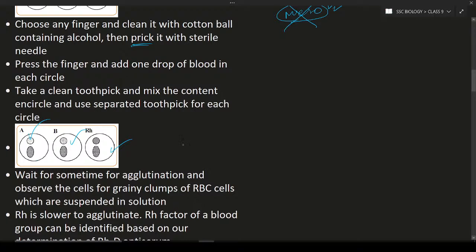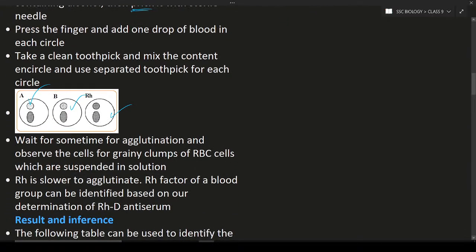Now what we have to do? We have to mix them with the help of a toothpick. Take 3 toothpicks. Take the first toothpick and mix the contents in the first circle, which means mixing the antisera A drop and the blood drop. Take the second toothpick and mix the antisera B and blood in the second circle. Use the third toothpick for the third circle. Make sure you do not use the same toothpick to mix other circles. In that condition cross contamination will take place and results will not be shown.